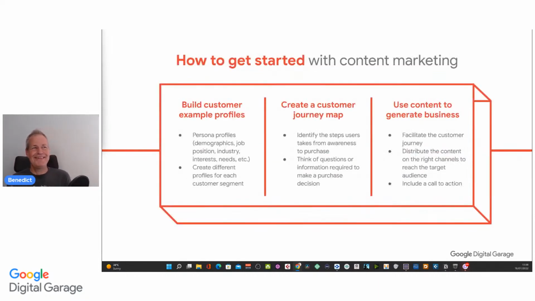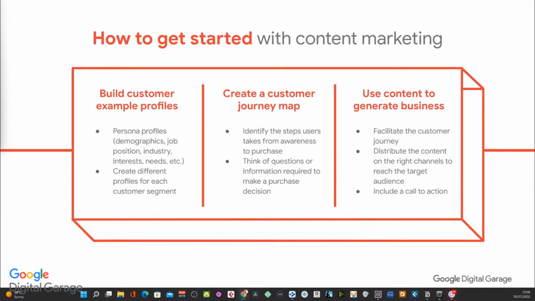Good heavens, I'm spending a long time on this one. So, how to get started with content marketing. I'm going to take myself off the screen just so you can see it a little bit clearer. First of all, build customer example profiles. Ideally, if you can set up persona profiles, with demographics, job position, industry, interests, needs, the point is you're trying to make this as real for yourself as possible so you can really gauge what that persona is like.